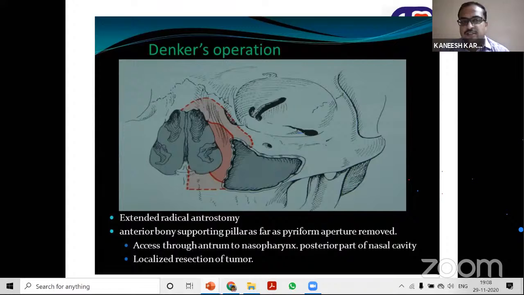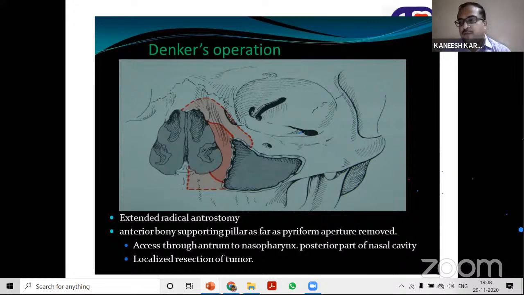What is Denker's procedure? It is an external radical antrostomy. The anterior bony supporting pillar as far as from the piriform aperture is removed. The access is through the antrum to the nasopharynx, posterior part of the nasal cavity, for localized resection of the tumor. This is an access osteotomy to access the posterior nasopharynx.